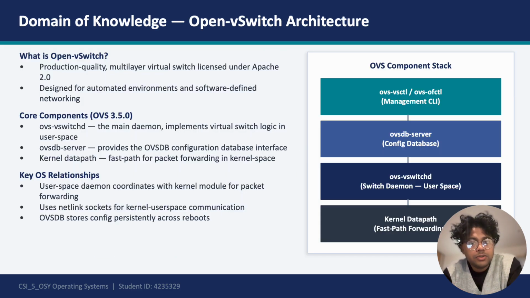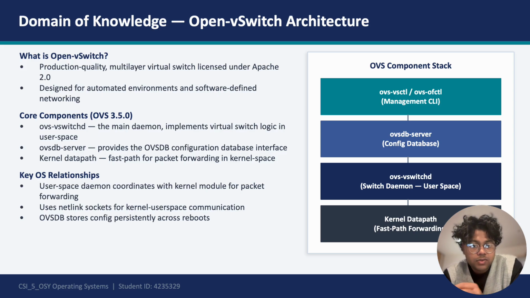Open vSwitch, or OVS, is a production-quality multilayer virtual switch released under the Apache 2.0 license. It was specifically designed for automated environments and software-defined networking, where virtual switches need to be controlled programmatically. In this project, I used Open vSwitch version 3.5.0 installed from the Debian package repository.